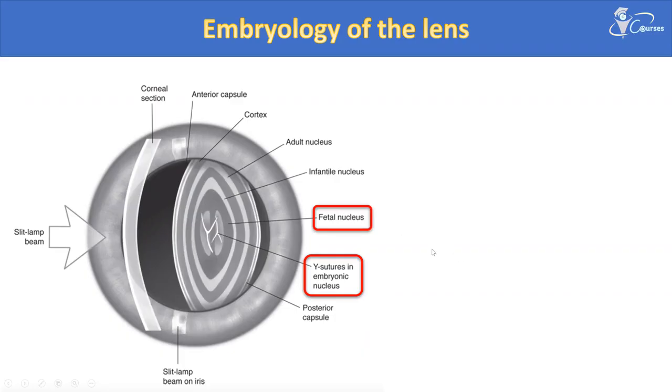Then there is the fetal nucleus. The fetal nucleus surrounds the embryonic nucleus, and it is formed in the last month of gestation. The infantile nucleus surrounds the fetal nucleus, and it starts to form from the last month of gestation until 25 years old. After 25 years old, there is the adult nucleus. The adult nucleus continues for the entire life after the age of 25.